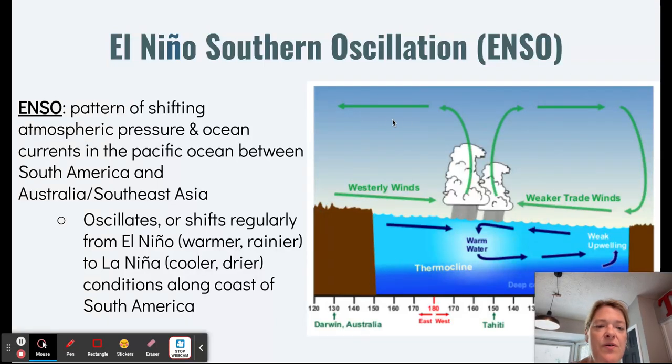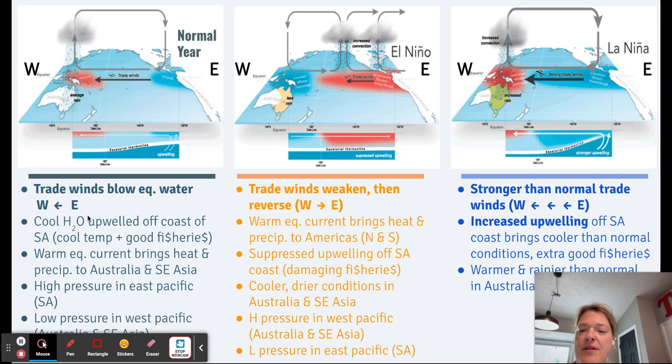So you can see here, we have a nice cell that's formed. All right, and so we've got the westerly winds coming against the weaker trade winds, and we've got this weak upwelling along the coast of South America. Okay, and so let's take a look at what happens and what's going on where. So here's a normal year, and we have the trade winds that blow equatorial water from the east to the west. Okay, so you can see that in the picture here. It generally creates warmer conditions here along Southeast Asia.